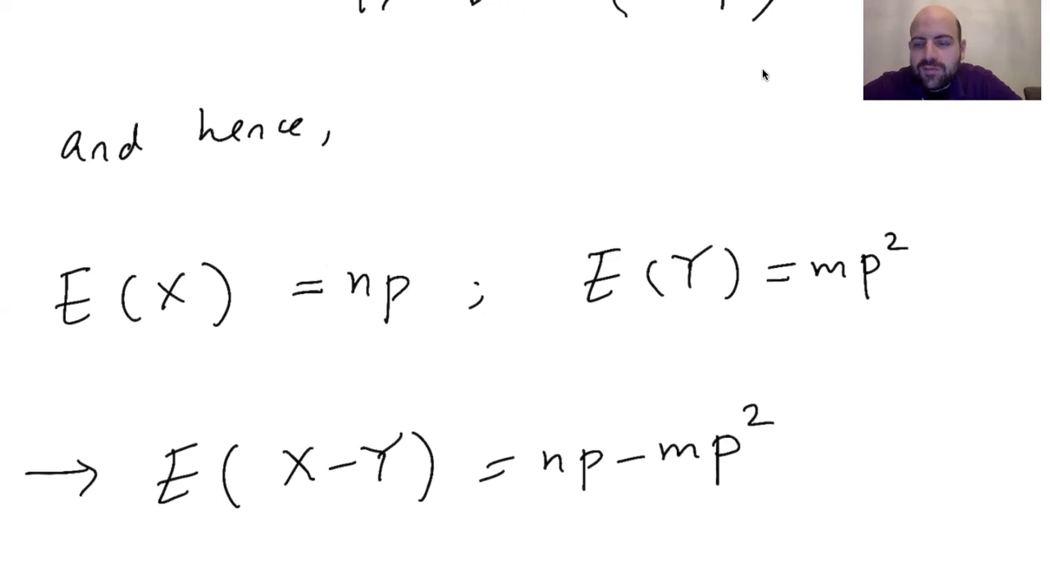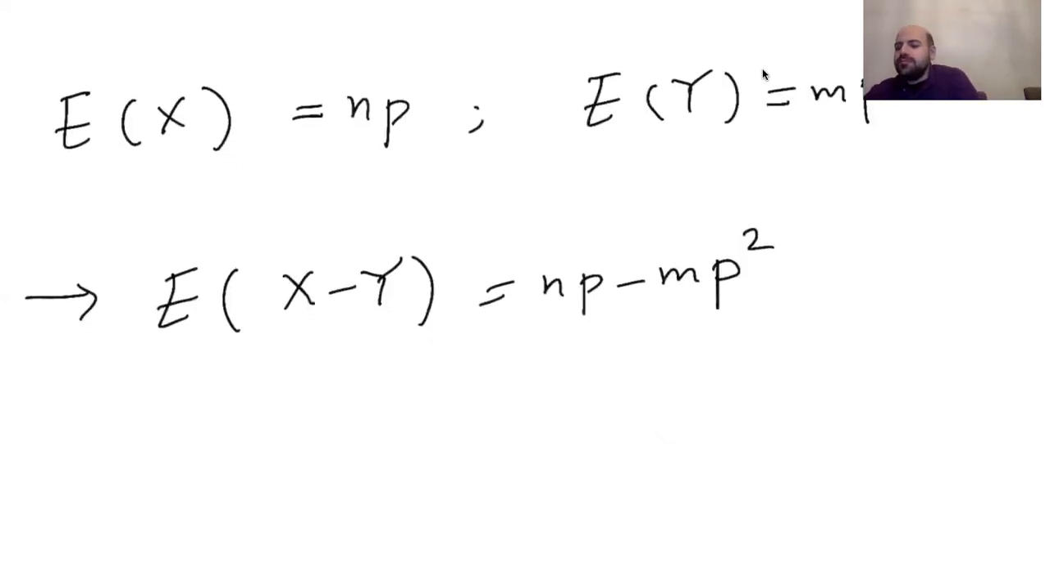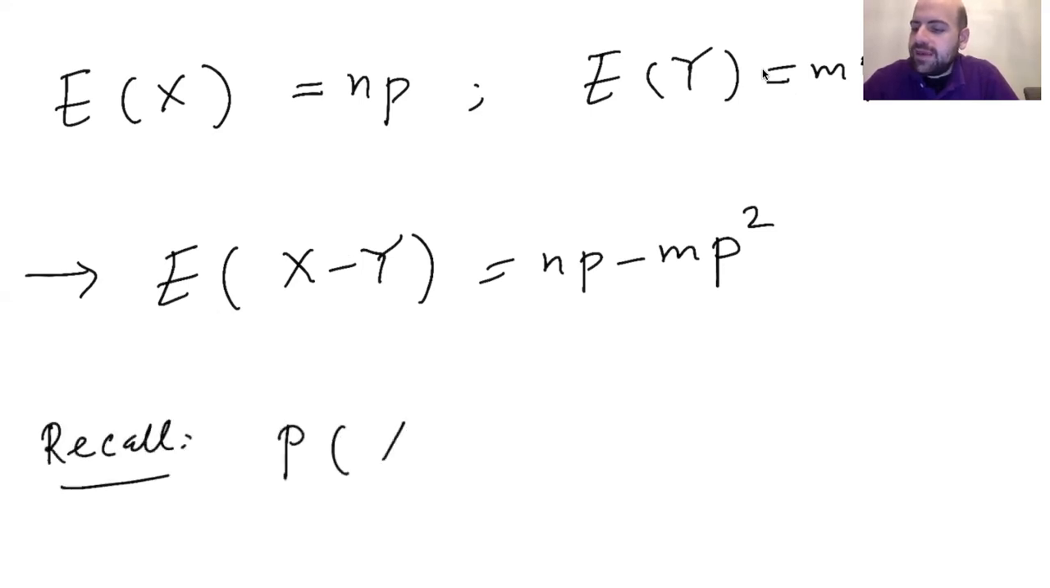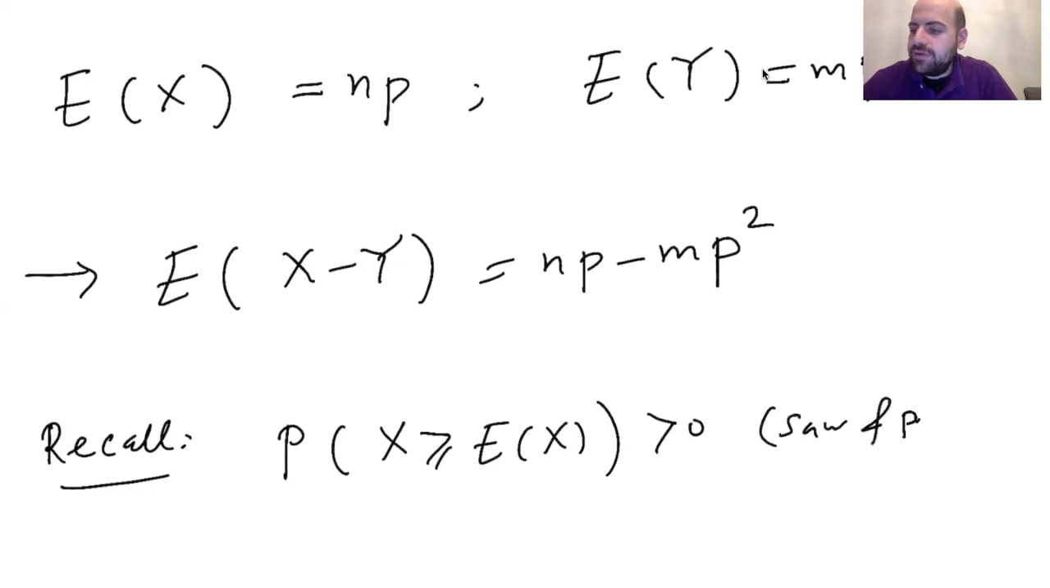The expected value of a binomial random variable is NP, right? So NP for the first one, MP squared for the second, and X minus Y, well, because X and Y are random variables, X minus Y is also a random variable with this expected value. Okay, now I want to use another fact that we proved and used last time. So recall that the probability of X bigger than or equal to E of X is always positive. We saw this before, and proved it before.